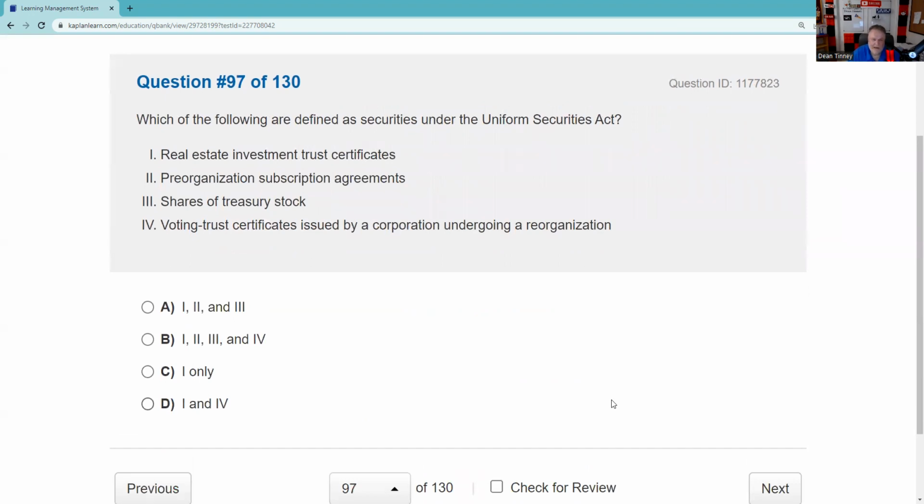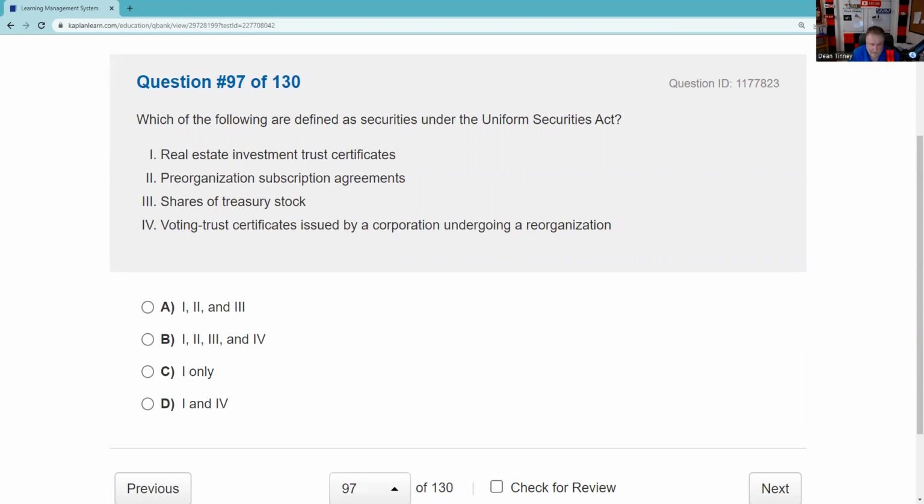Which of the following are defined as securities under the Uniform Securities Act? Again, some things are securities, some things are not. The one on the test they always like to ask about recognizing as not a security is precious metals. But remember, if it's a security, then we have to go into this idea of do we need to register it? And REIT certificates are evidence.